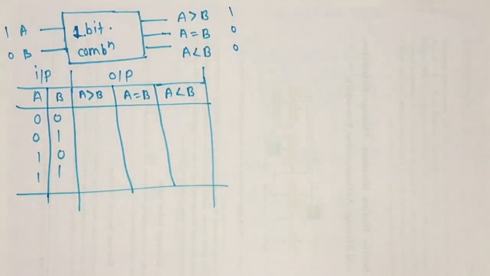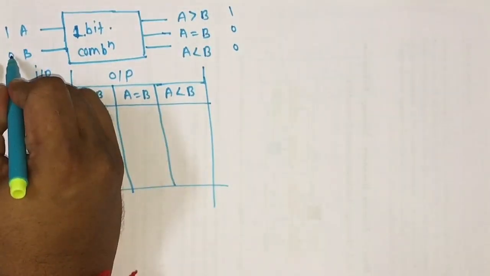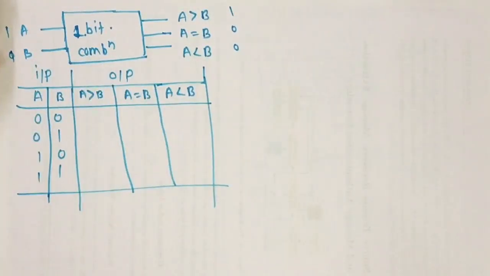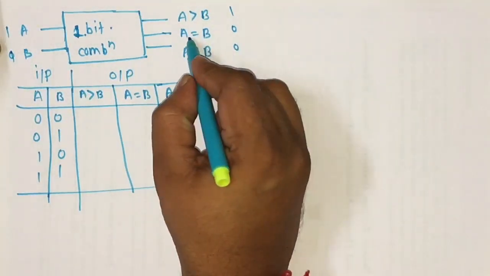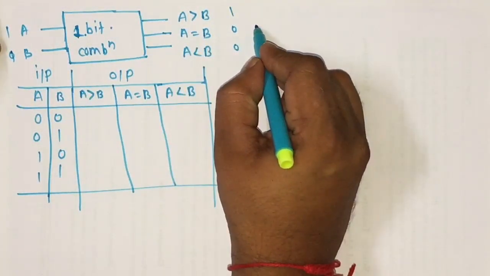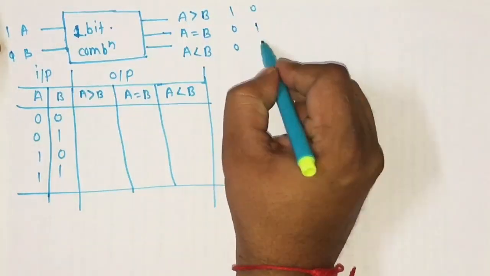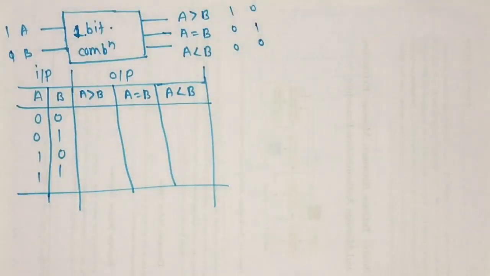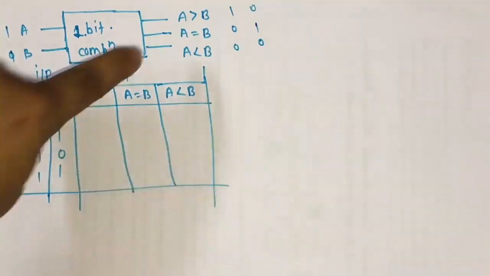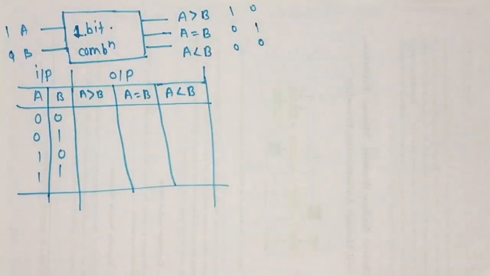If both the inputs are 1 1, that means the condition A equal to B is true. So here the output is 1 and the remaining are 0. Likewise, we will find out the outputs of the comparator.